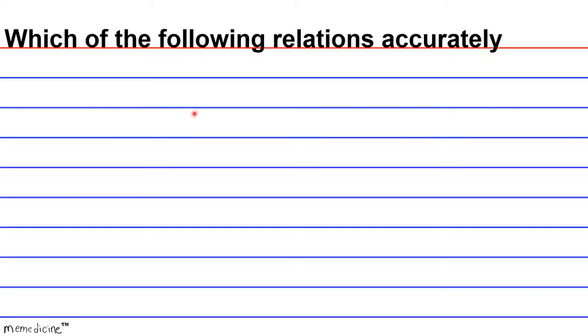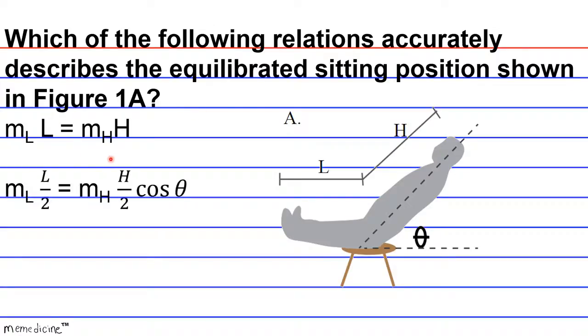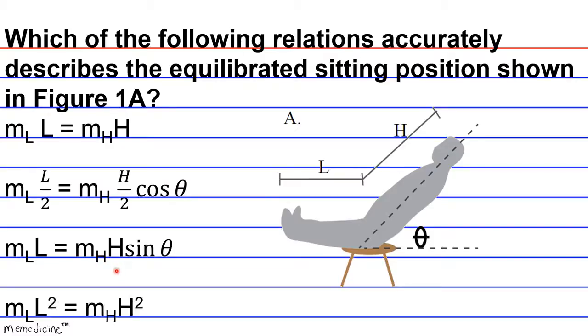Which of the following relations accurately describes the equilibrated sitting position shown in figure 1a? A, M sub L times L is equivalent to M sub H times H. B, M sub L times L over 2 is equivalent to M sub H times H over 2, the cosine of theta. C, M sub L times L is equivalent to M sub H times H, the sine of theta. Or D, M sub L times L over 2, times L squared equals M sub H times H squared. I'll give you a moment to think.